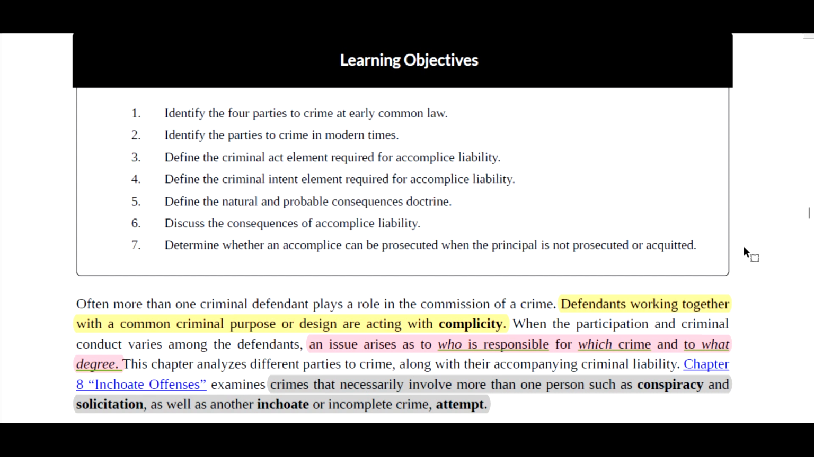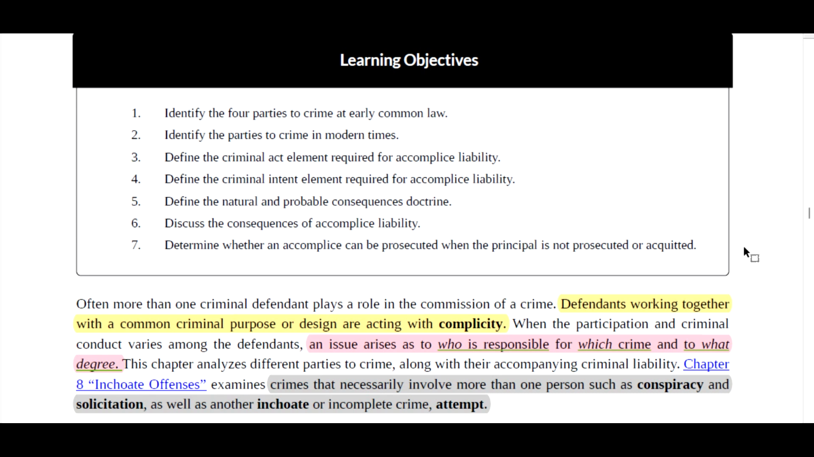Defendants working together with a common criminal purpose or design are acting with complicity. They are complicit. You might have heard the term, not necessarily in criminal justice, but you probably heard the term complicit. It means that you are okay with it. You are going with the flow with it. So if individuals are working together with the intent to commit a crime, they are complicit, and that would mean that they are both equal parties to a crime.